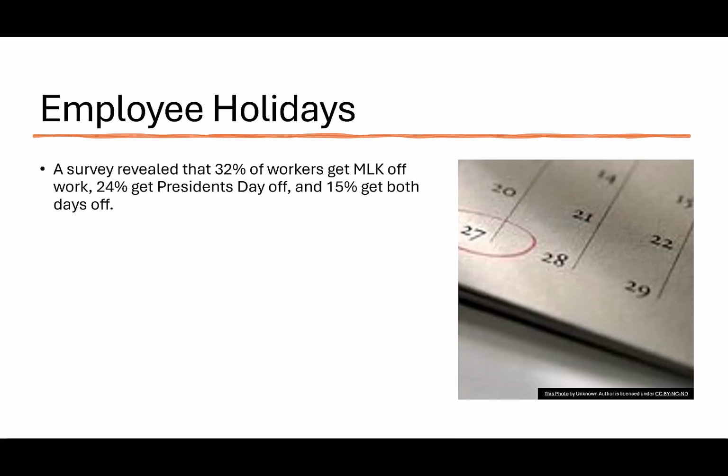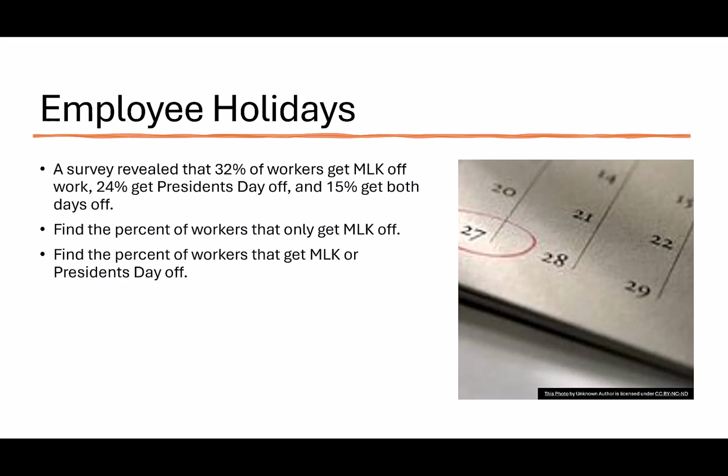Here's our problem. A survey revealed that 32% of workers get MLK off, 24% get President's Day off, and 15% get both days off. We would like to find the percent of workers that only get MLK off, the percent of workers that get MLK or President's Day off, and the percent of workers that get neither day off. And as I said, we are going to use a Venn diagram to organize this information.